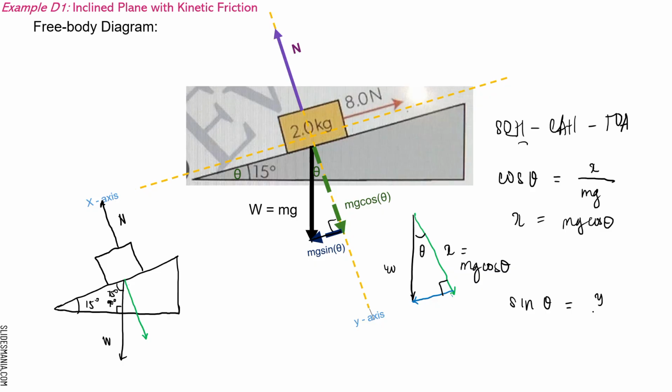Let's call that y. Then the hypotenuse is the same. It's mg, or the weight. So we find that y is equal to mg sine theta. In other words, this side right here is mg sine theta. So using trigonometry, we were able to quantify the magnitude of these vectors, the green dashed arrow and the blue dashed arrow, which are mg cosine theta and mg sine theta, respectively.